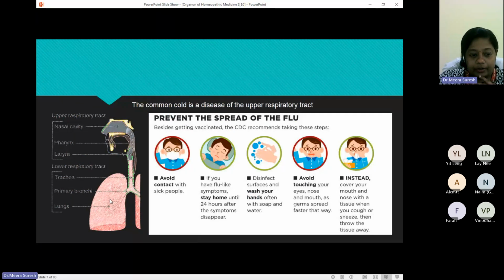So this will be the upper respiratory tract. I mean only up to this part: the nasal cavity, the pharynx and the larynx. Below the larynx, it is considered as the lower respiratory tract.